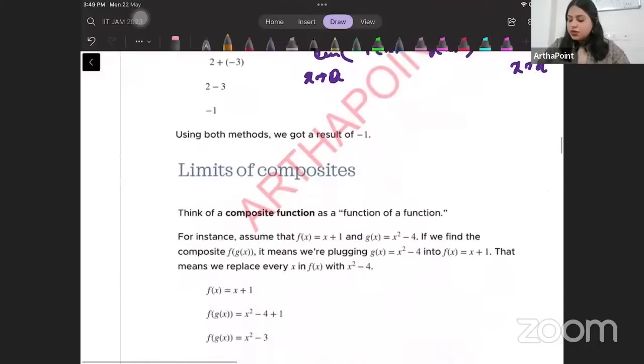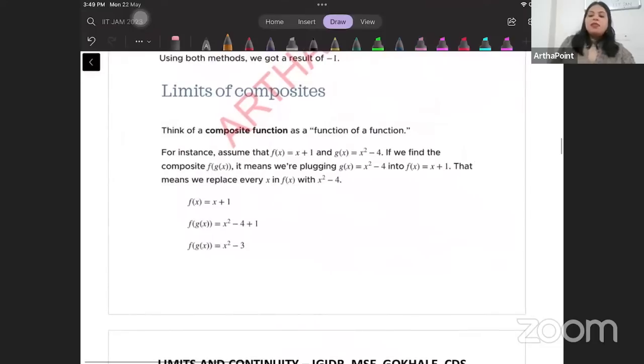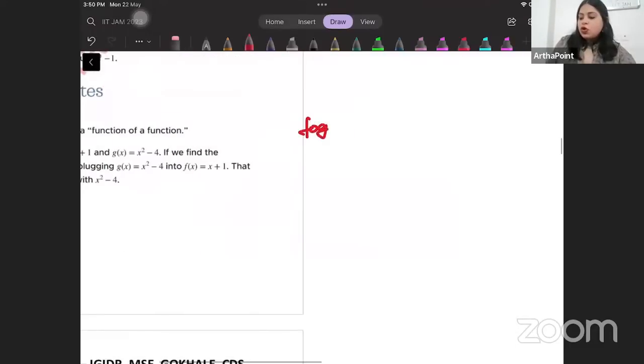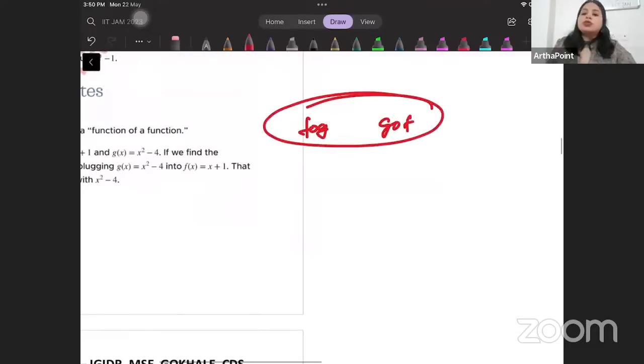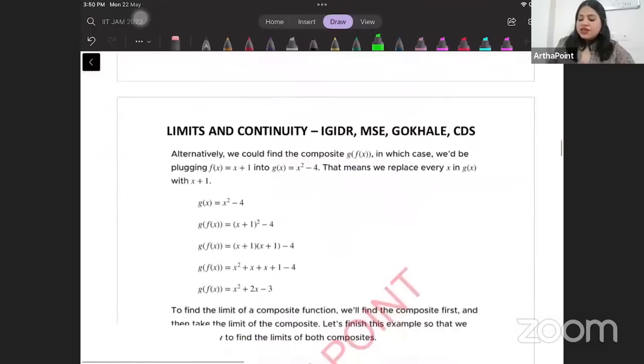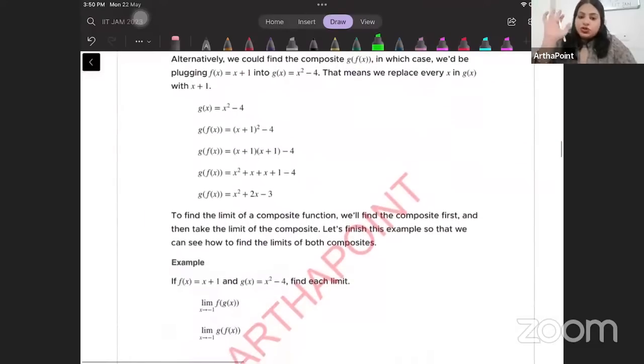Okay. Now beta, we will talk about limit of composites. What is a composite function? Beta, all these functions that we have, f o g, g o f, these are composite functions. f of g of x or g of f of x, these are all composite functions that we have. Simple, right? So let's have the rule for these composite functions.